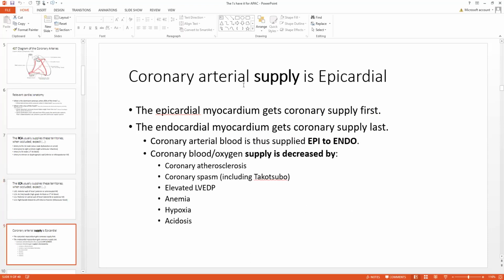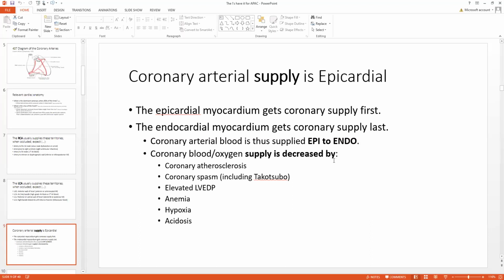All right, let's talk about coronary arterial supply. We mentioned it's epicardial. The vessels flow on the surface of the heart, and it finds its way through the myocardium. So the endocardium, that which is closest to the pumping chamber, gets its blood supply last. Now, that doesn't really make quite as much sense to me as diastolic blood flow in the coronary arteries, because the pressure is higher there. But that's the only way it is.